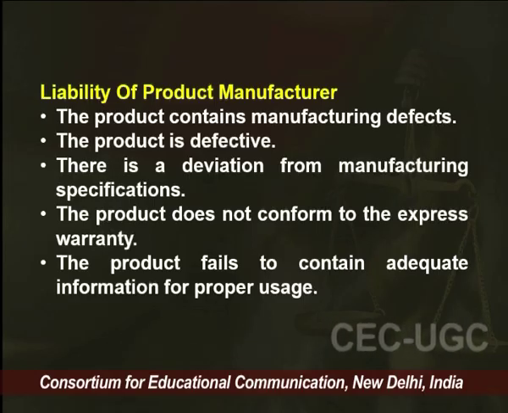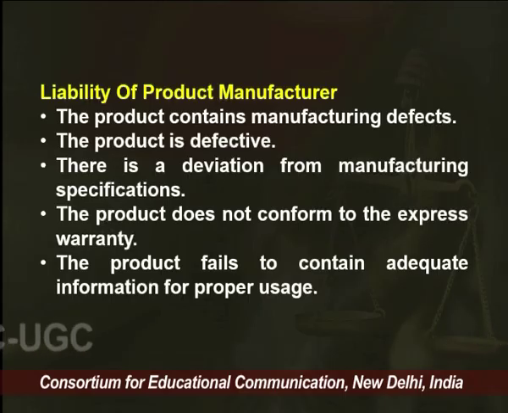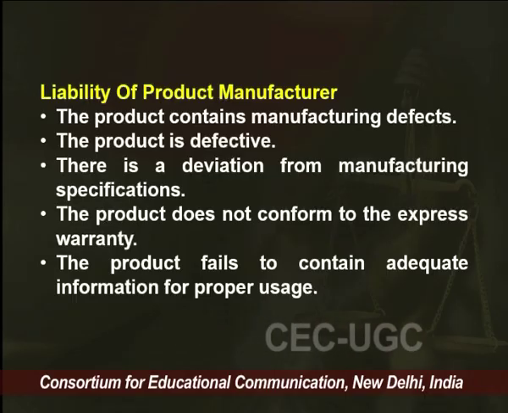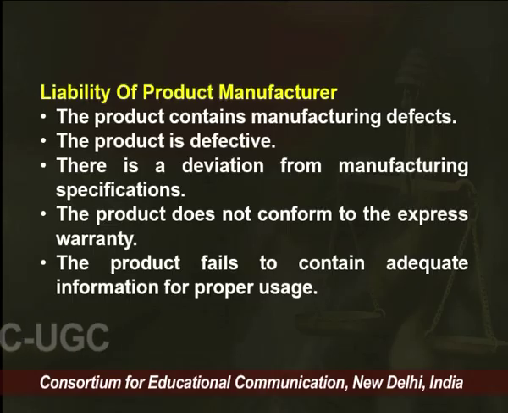So, if I want to purchase anything from an online portal, and I am looking at the specification, and when I make an order and things reach me, and I look at the good, the specifications are not matching. Whatever is there on the online portal is not there in the good or services, then it will also give rise to liability of the product manufacturer. Then the product does not conform to the express warranty.